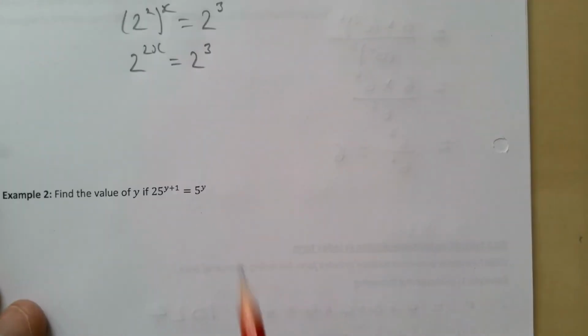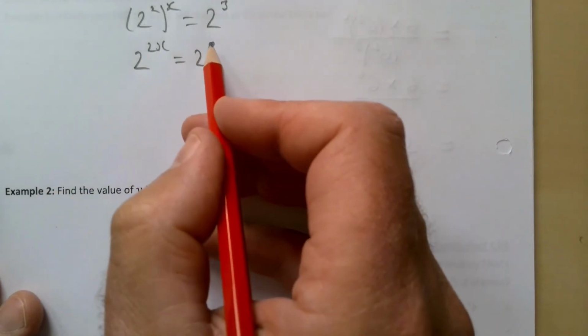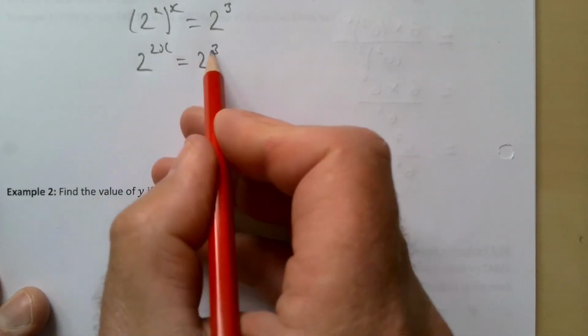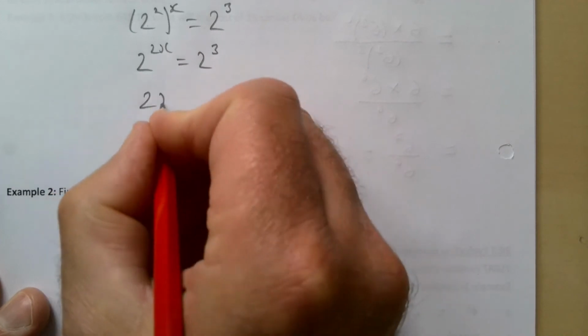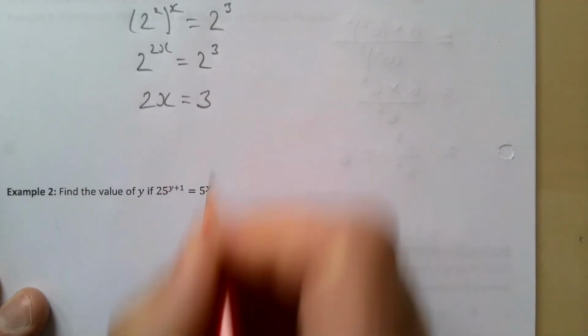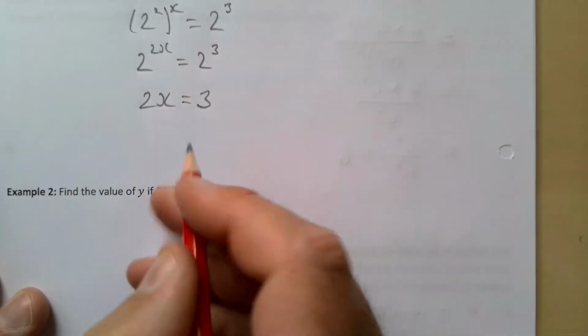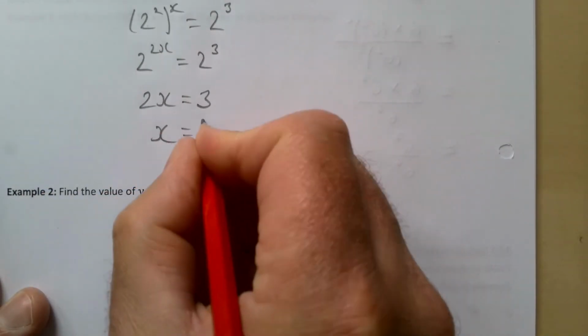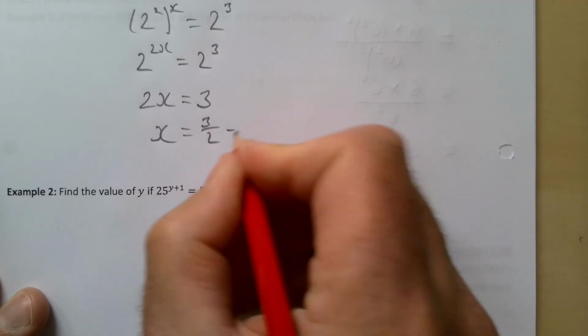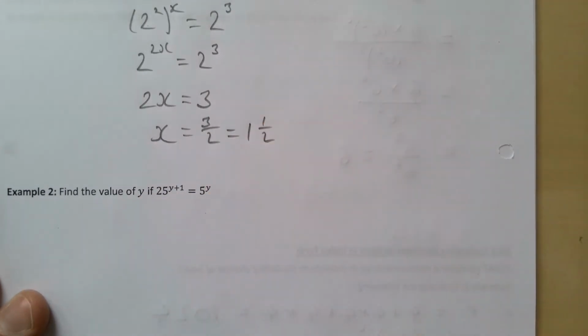Here's the move. 2 to the power of something equals 2 to the power of something. That must mean that these two things must be equal to each other. So on our next line we can actually write 2x equals 3, because this power must be the same as this if the bases are the same. The next step then gives x equals 3 over 2, or if you want, 1.5.